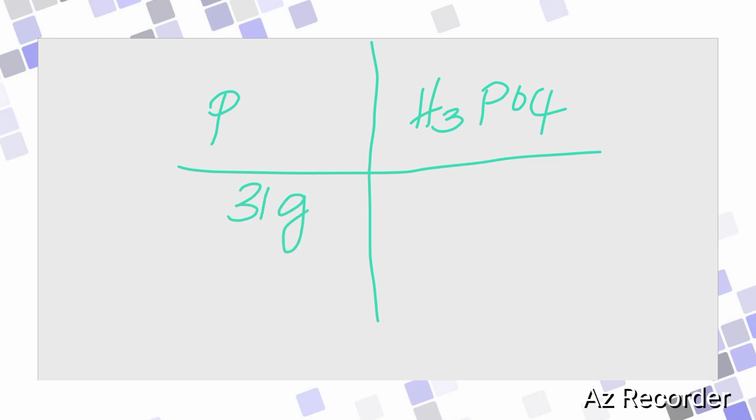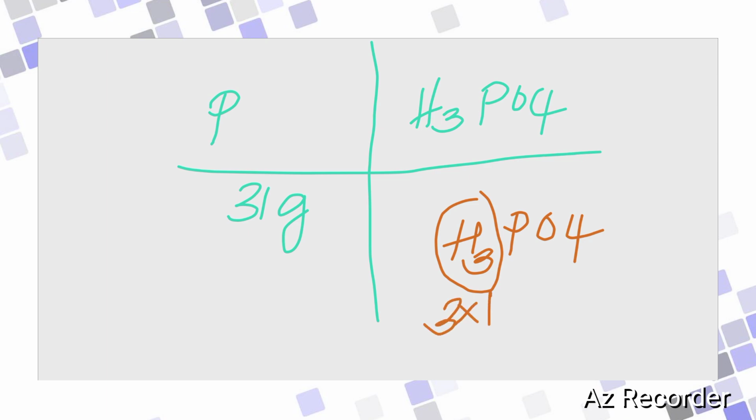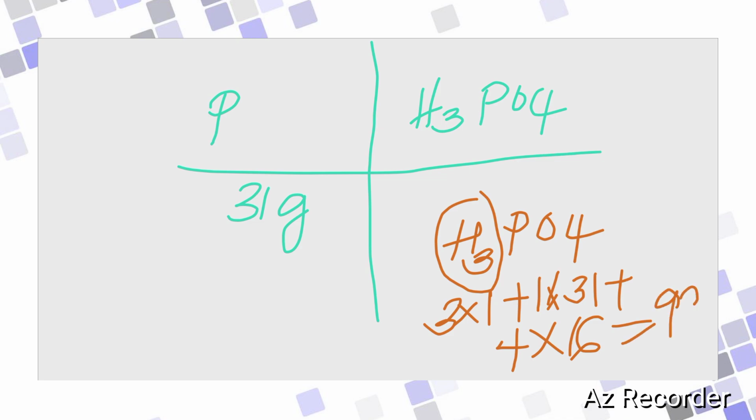And how do we calculate the RMM of phosphoric acid? Phosphoric acid is H3PO4, right? So here it contains 3 hydrogen atoms, so 3 multiplied by the mass of hydrogen, which is 1, plus 1 phosphorus, so 1 multiplied by RMM of phosphorus, which is 31, plus 4 oxygen, so 4 multiplied by mass of oxygen, which is 16. Upon solving, you will get 98 grams. So the RMM of phosphorus is 31 and of phosphoric acid is 98 grams. I hope it's clear now.